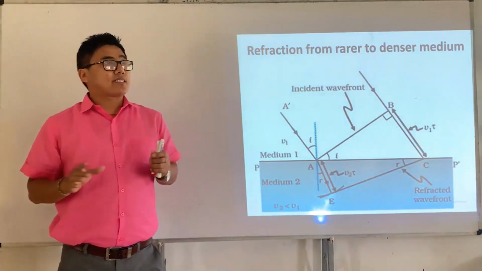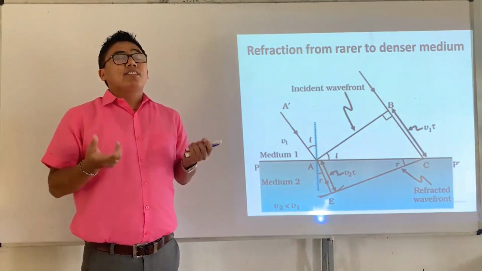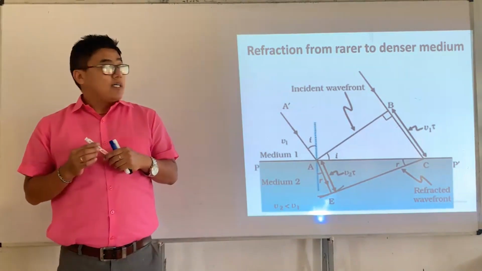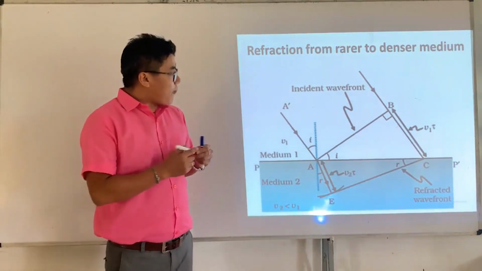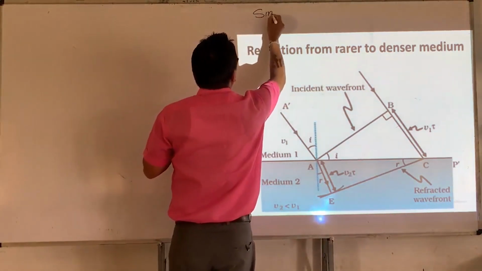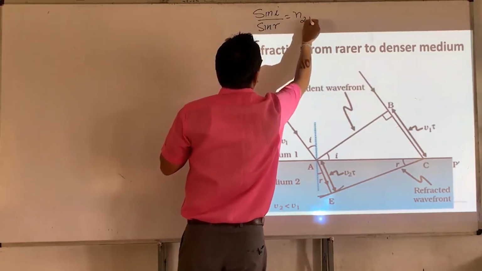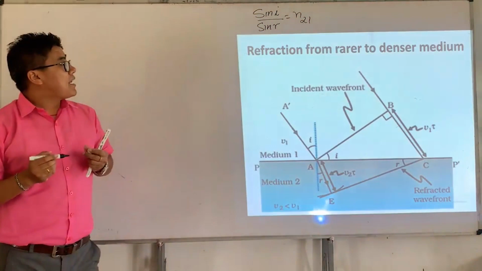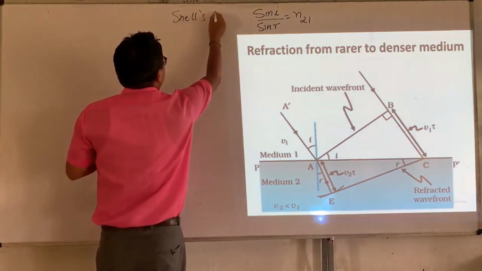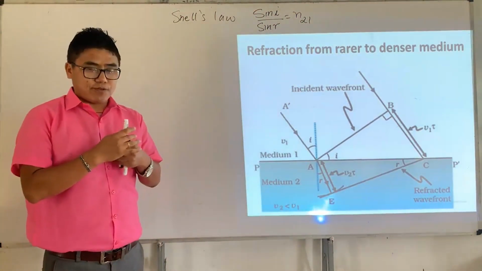The main point here is that I would like to derive Snell's law using wave optics. So what is Snell's law? Let me write it down here. Sin i divided by sin r is what we call the refractive index of the second medium with respect to the first medium. This is Snell's law, and this is what we are going to derive from refraction.